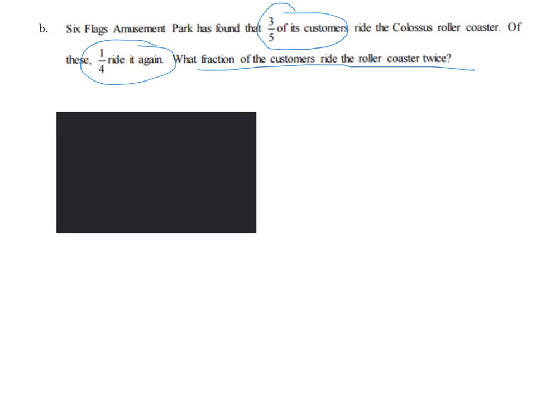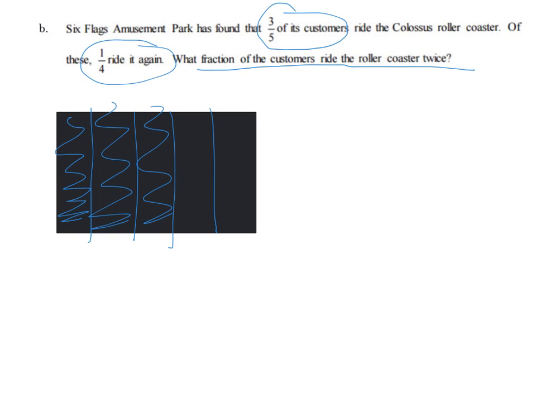We have 3/5 who ride, but then they said only 1/4 will ride it again. You could think of this similar to our cheese questions or pizza questions we were talking about. If you have half of a pizza and then you only eat 1/4 of it, how much pizza did you eat? I'm actually going to use a model to start us. If these represent all the customers, only 3/5 of them will ride it to begin with, so only that section. But of that 3/5, only 1/4 will ride it a second time.